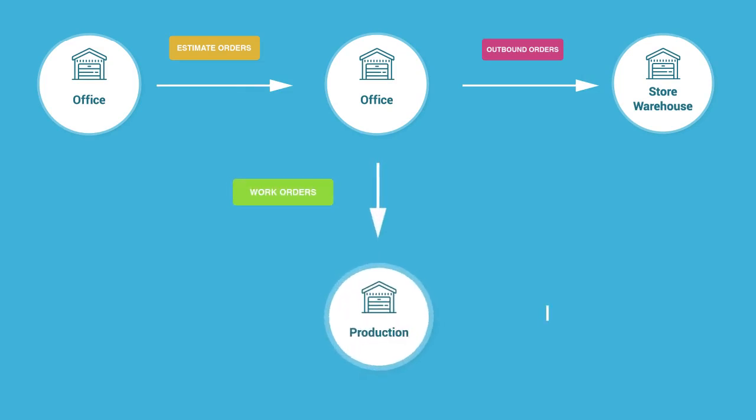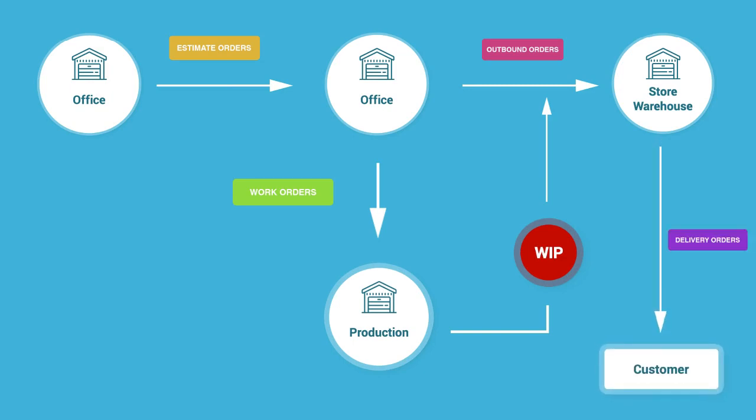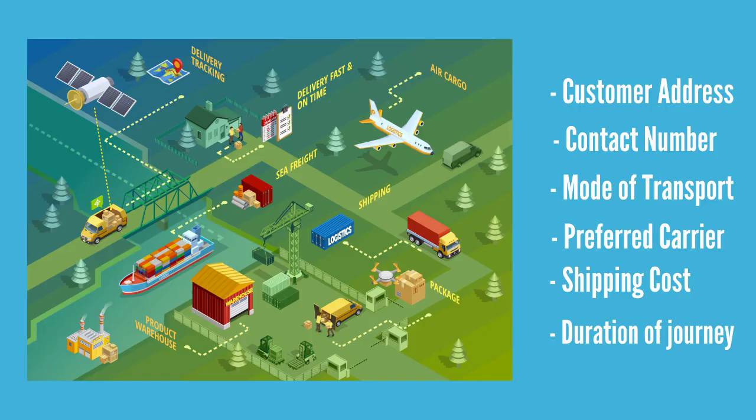You can create work orders to production with WIP tracking. Once the finished goods are ready, you can generate a delivery order for your customer. When the delivery orders are ready for processing, you can also set up the delivery details.